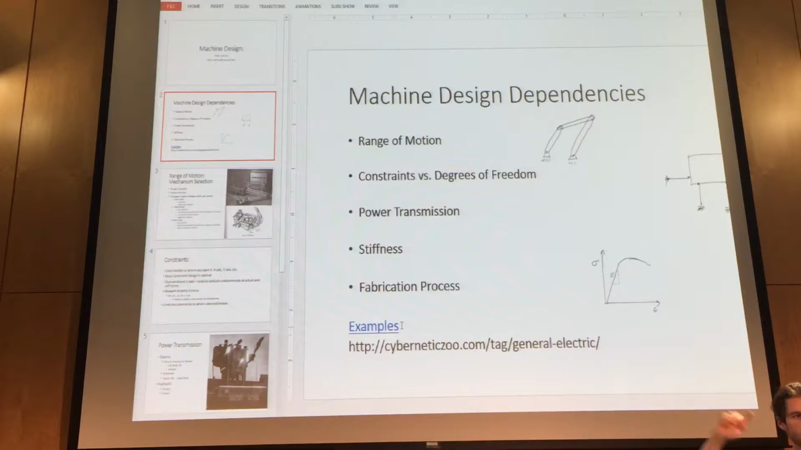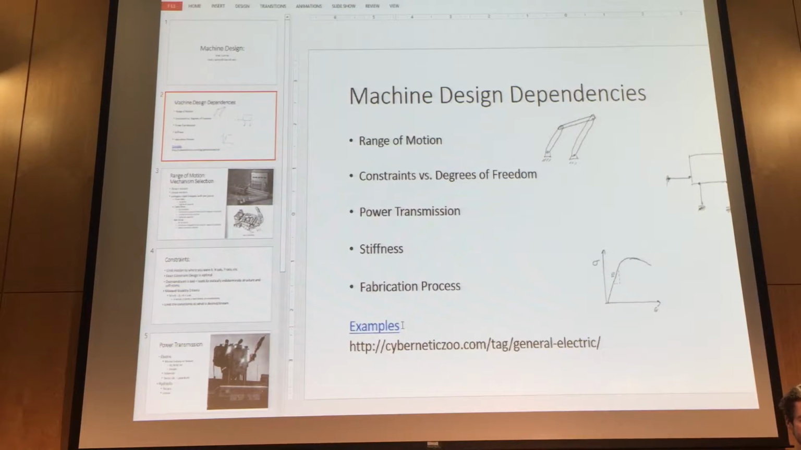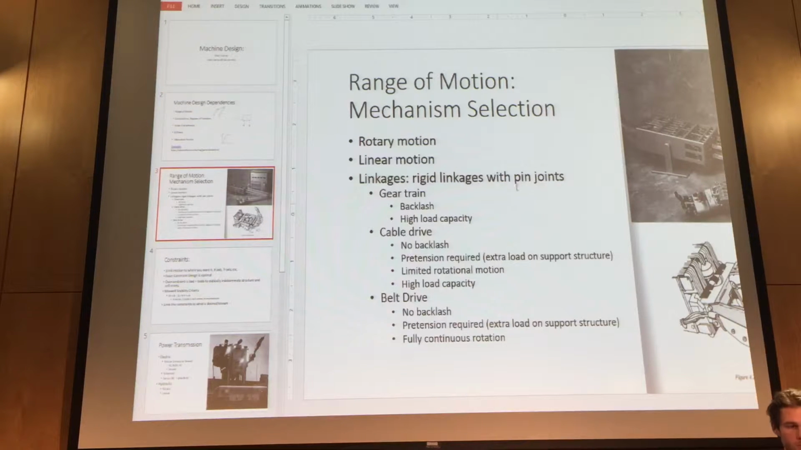Are you trying to have just pure rotary motion, or pure translational motion, or some combination of those? Do you want it moving in a spherical space? Oftentimes you can do that just by stacking rotary and linear motions on top of each other. And then the constraints help you understand what degrees of freedom are actually going to be allowed in order to get you those motions. So when you're looking at range of motion, you've got, like I was saying, rotary and linear and linkages.